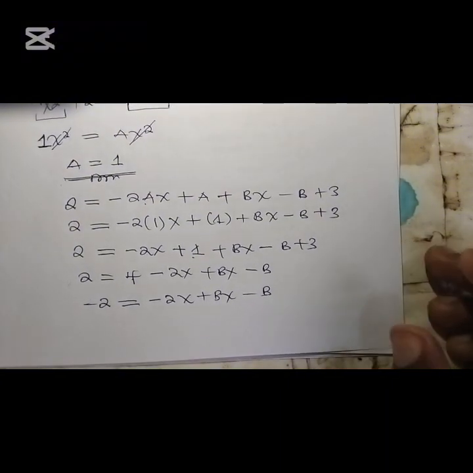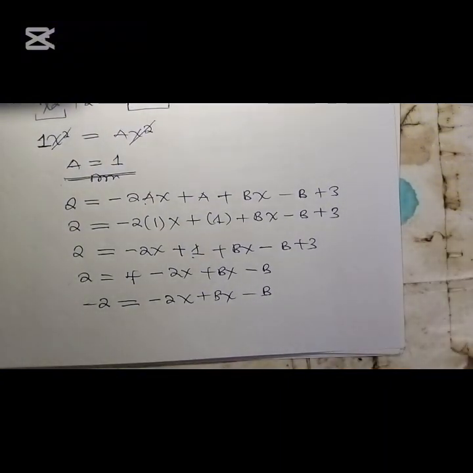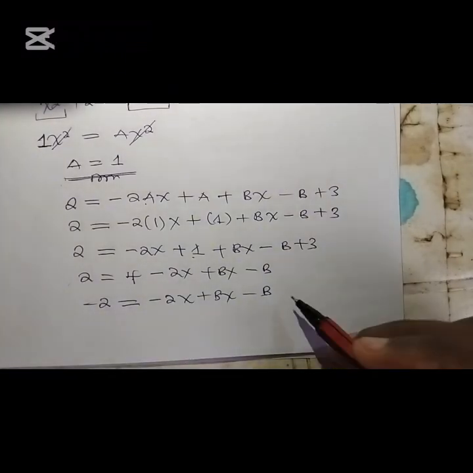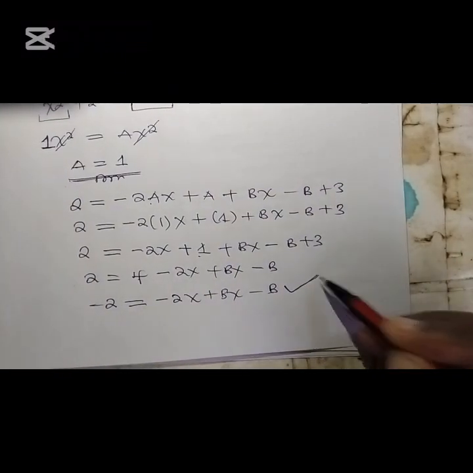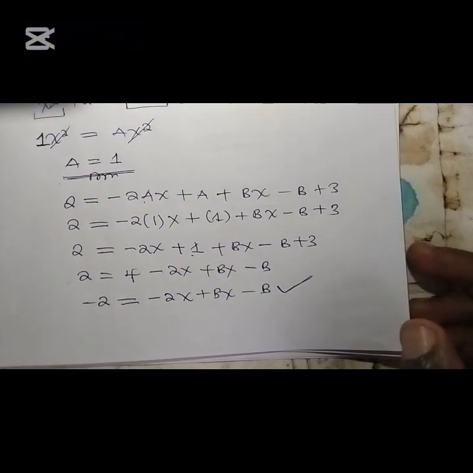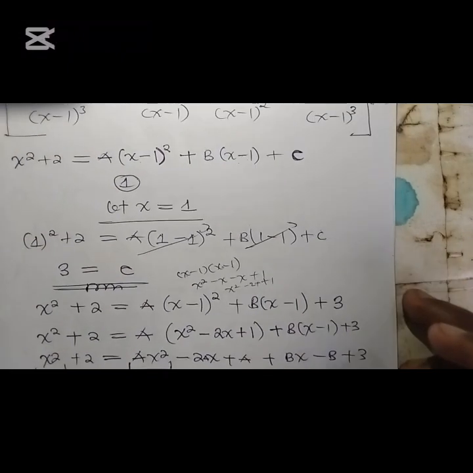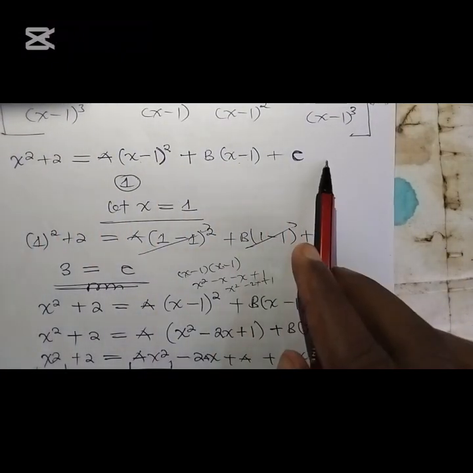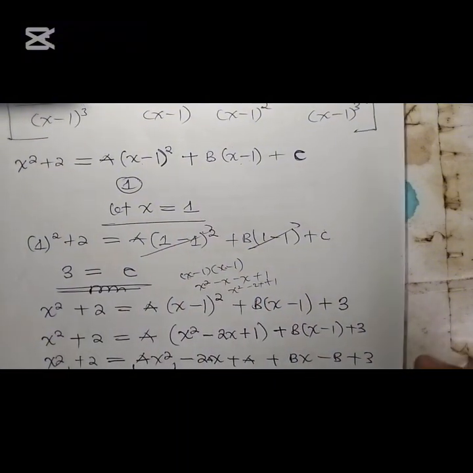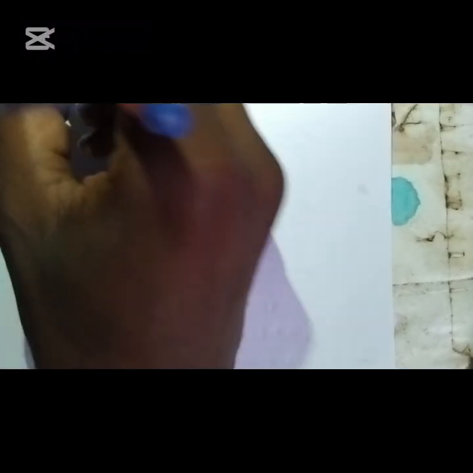Beautiful stuff. But one thing you have to know, that this expression, if we take it back, not to confuse you, it will bring us back to this. So in short, what I would do is just get x squared plus 2, which is equal to a, then x minus 1 raised to the power 2, then plus b, x minus 1, and plus c.